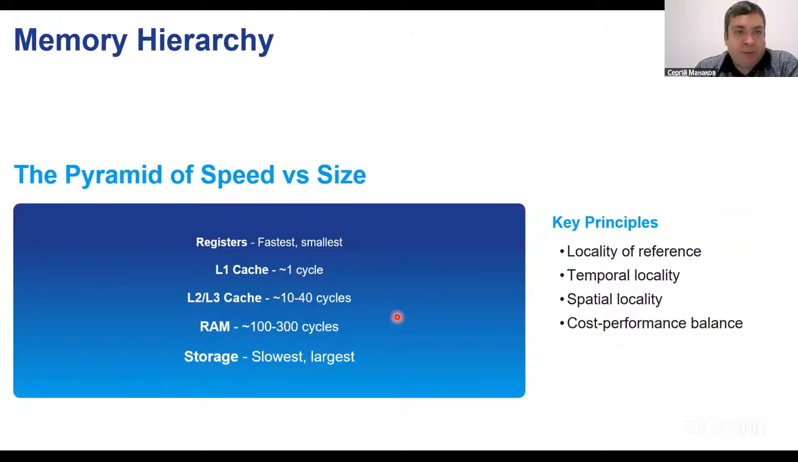So again, about memory hierarchy. Registers are the fastest and smallest and are located inside the CPU. Each CPU has its own register set. Then the cache. Level 1 cache uses about one CPU cycle to operate. And next levels like L2 and L3 cache use from 10 to 40 cycles. RAM uses even more cycles, and outer storage like HDD is the slowest and the largest memory device.